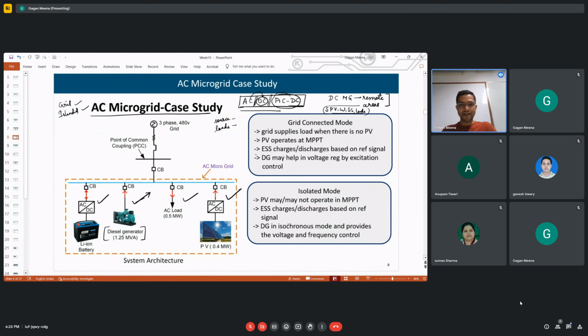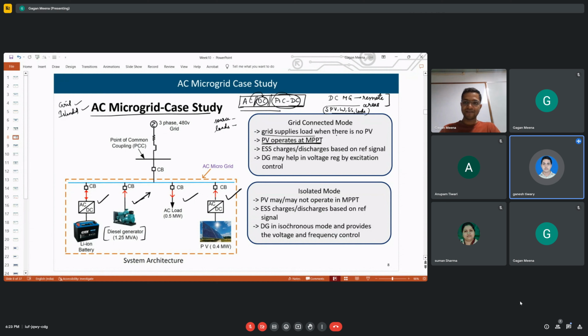And PV will always operate at MPPT. This we have discussed before. Why should PV always operate at MPPT? Yeah? Because grid is there, sir. Grid is there, will happen. What is the benefit of operating at MPPT? Maximum, it can give maximum, and we can charge the batteries.